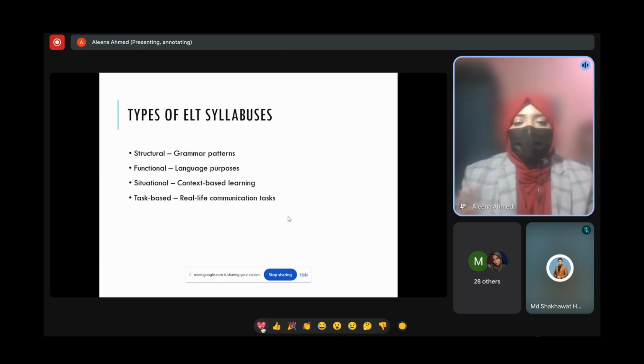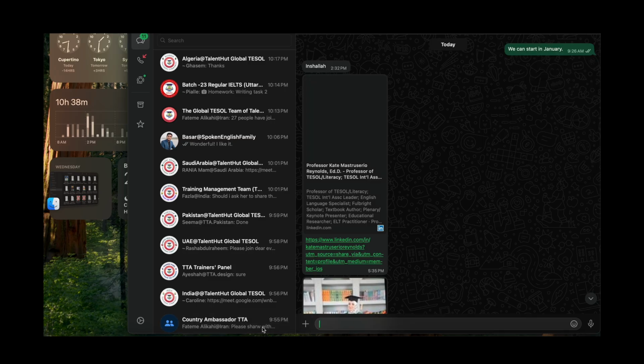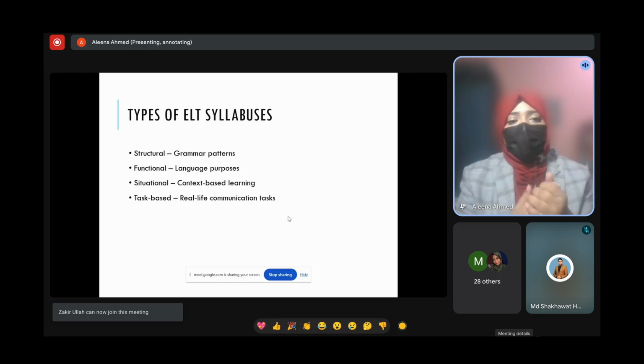Then we came to situational, context-based learning, that students are learning and students are memorizing the grammar rules and patterns. They know this sentence is to do this kind of thing and this sentence is to do this kind of thing, but they are not able to put it in real life scenarios. They are not able to speak to a stranger or a foreigner in their second language. So how to overcome this problem?